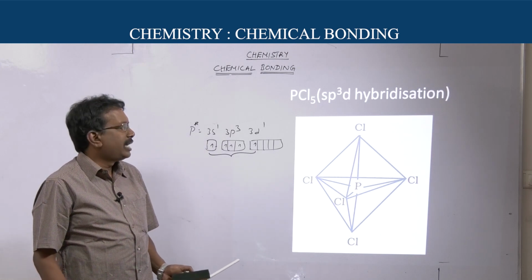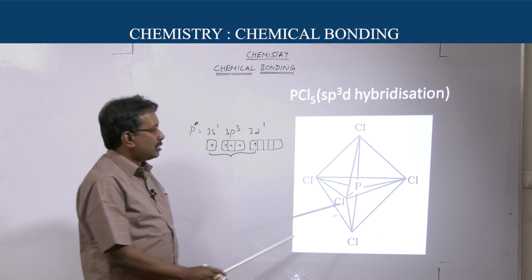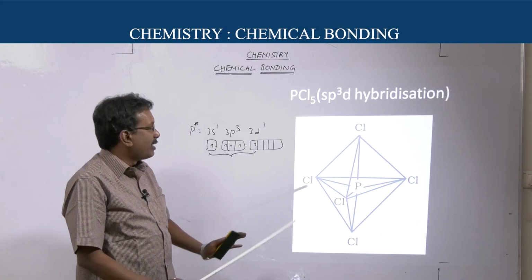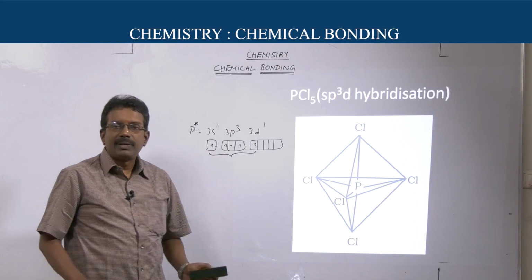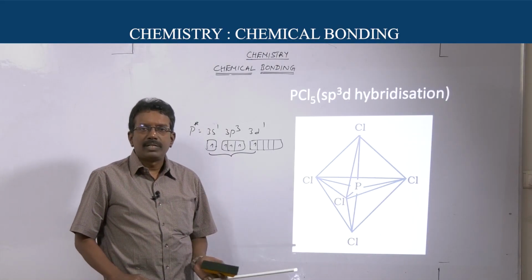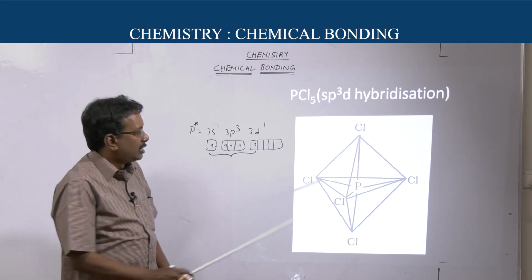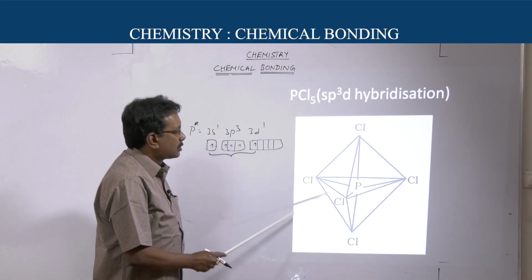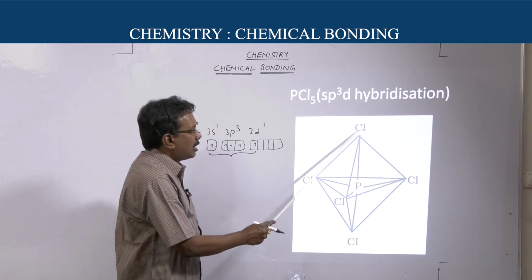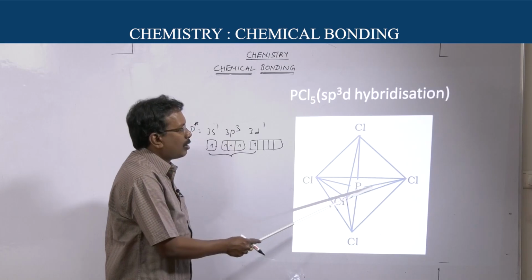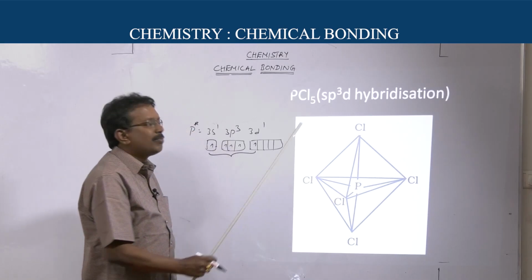Those 5 sp3d hybrid orbitals overlap with 5 chlorine atoms, and in total there are 5 electron pairs. All electron pairs are bond pairs. If all electron pairs are bond pairs, then we have a trigonal bipyramidal structure, and these 3 chlorines are called equatorial chlorines, and these 2 chlorines are called axial chlorines, and equatorial bonds are shorter than axial bonds.